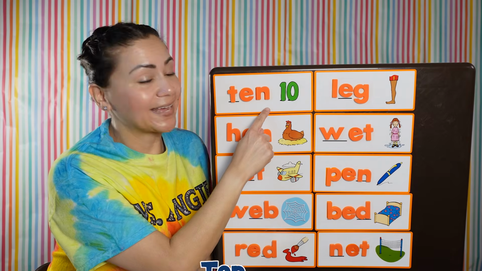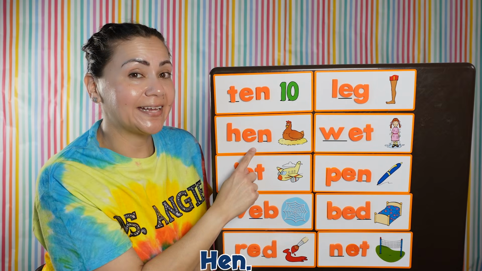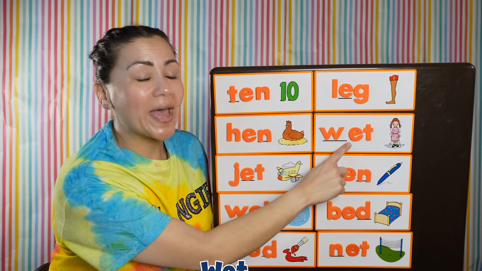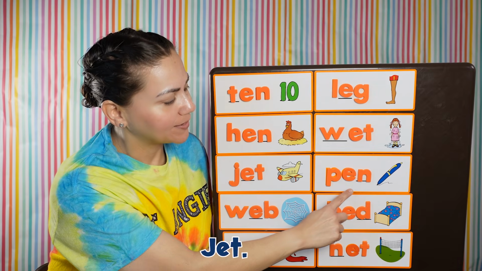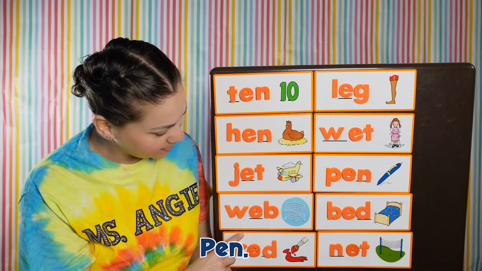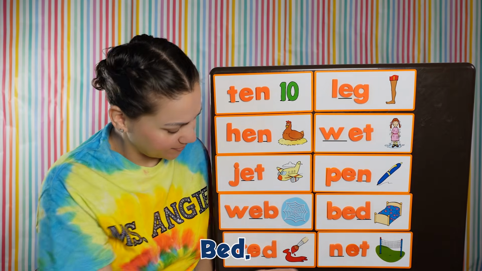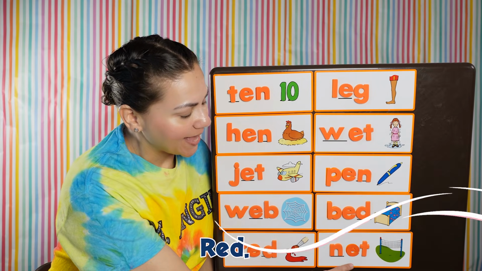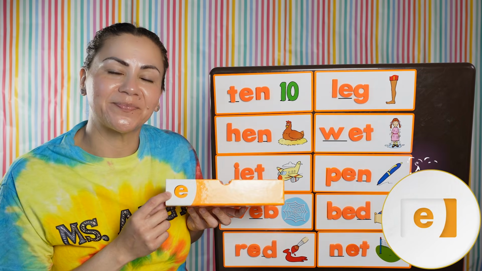Now let's go over them one more time. We have 10, leg, hen, wet, jet, pen, web, bed, red, and net. These were using our vowel letter E.